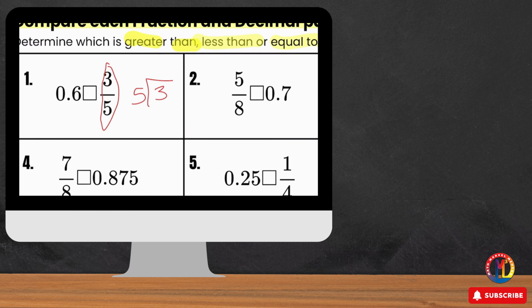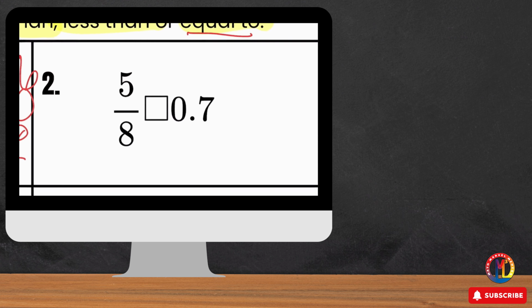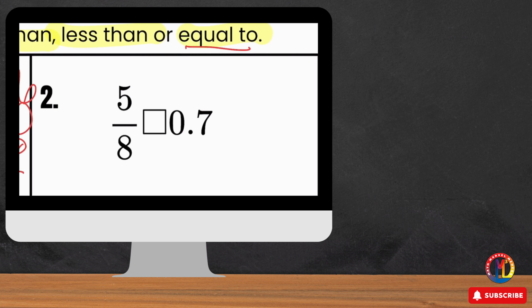3 divided by 5, 5 goes into 3 0 times. I add in my decimal point. 5 goes into 30 6 times. 6 times 5 is 30. It goes in evenly. So 3/5 is the same as the decimal 0.6, and so the values are equal. Let's go ahead and have you try number 2. Go ahead and click the pause button, and we'll come back and go over the answer.